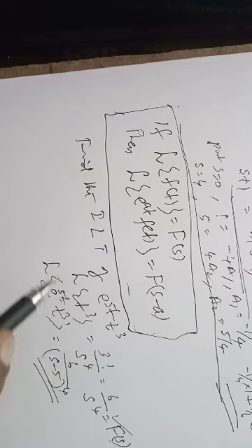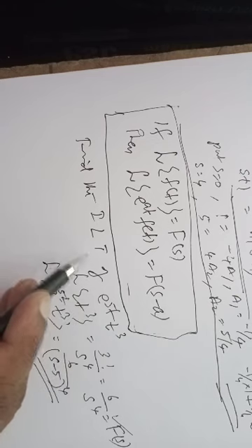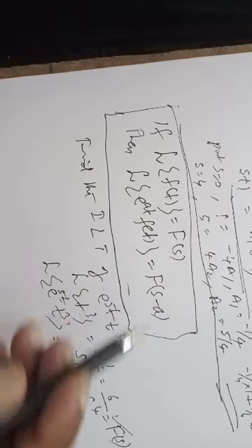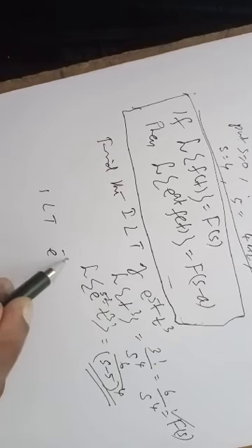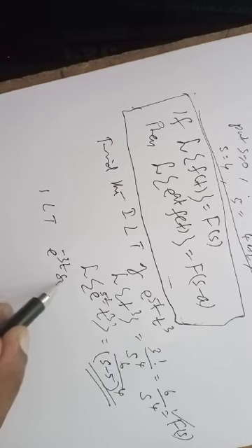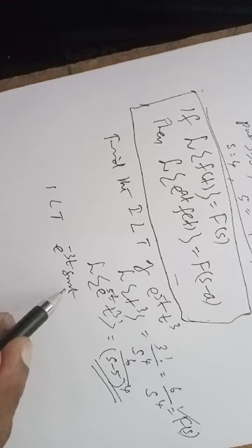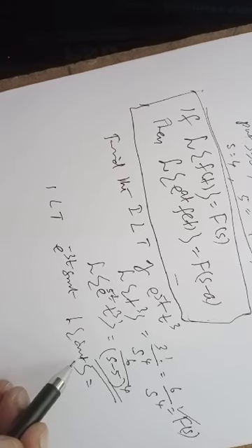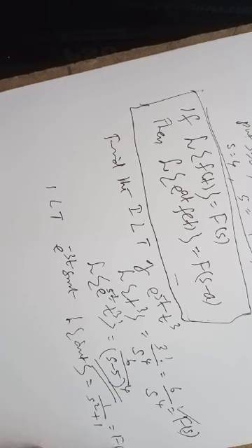Whenever we multiply a function by e raised to something, it is easy to find the Laplace transform using this result. Suppose we have to find the Laplace transform of e raised to minus 3t into sin t. Here f of t is sin t, that we know. L of sin kt is k by s square plus k square, so L of sin t is 1 by s square plus 1. This is capital F of s.